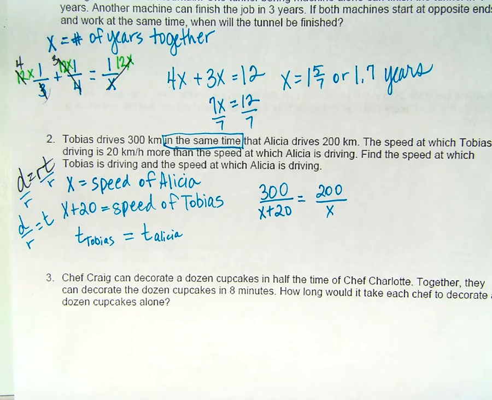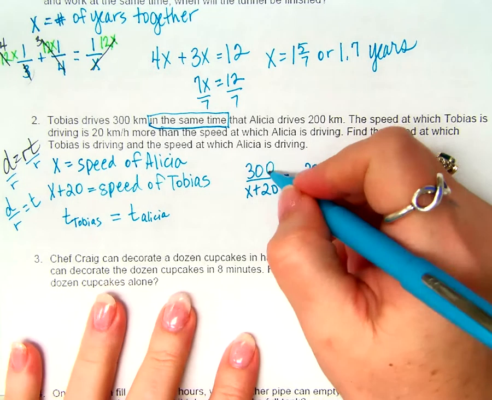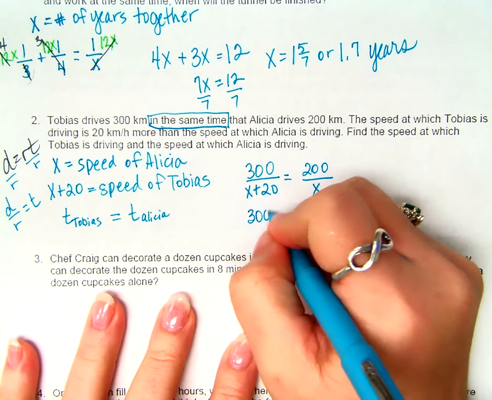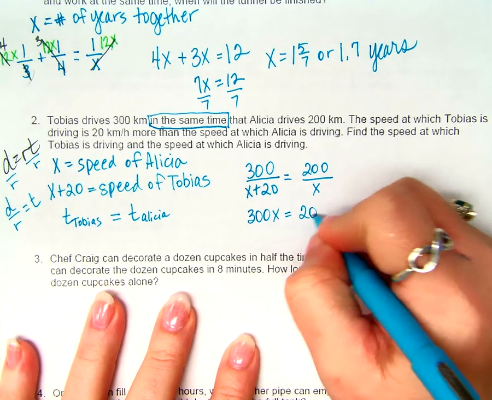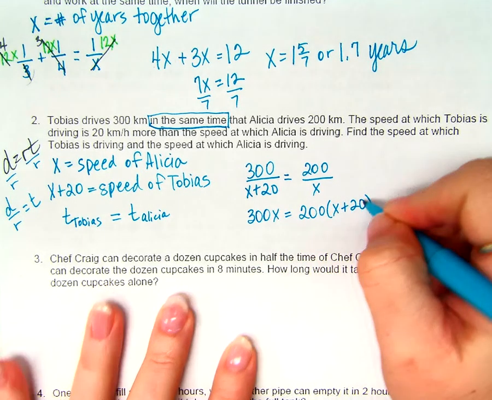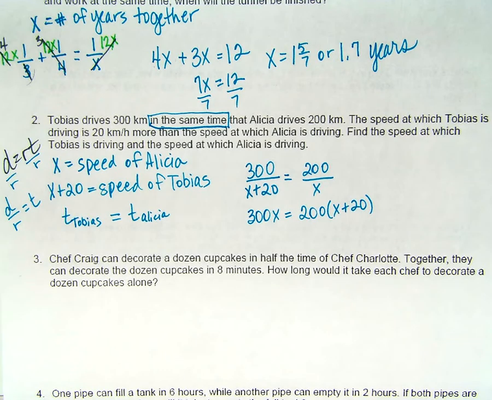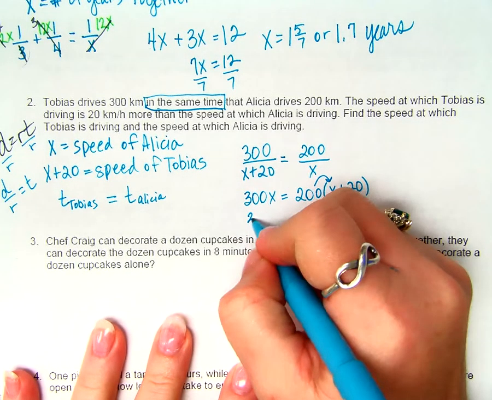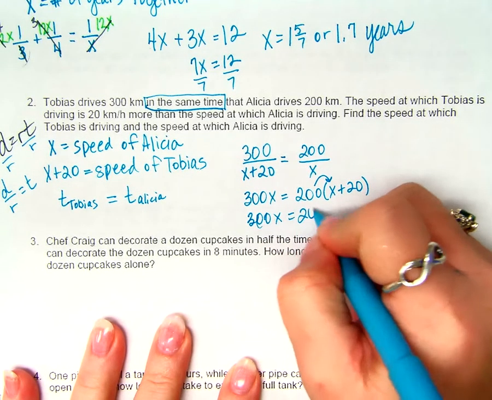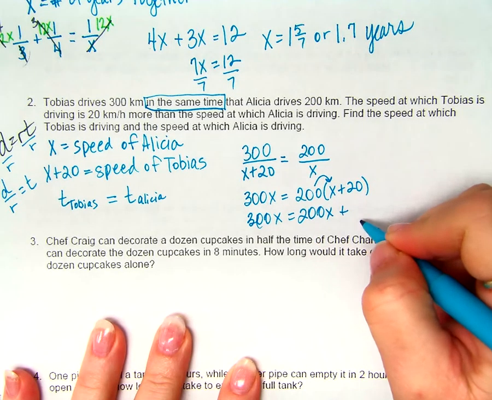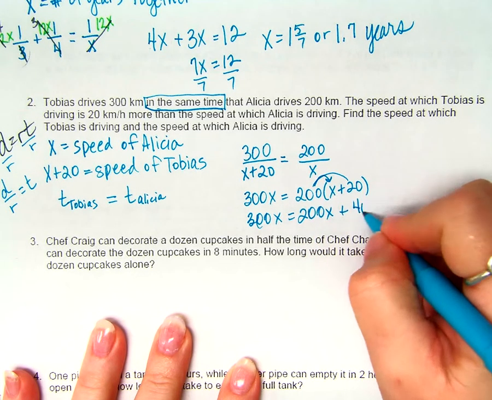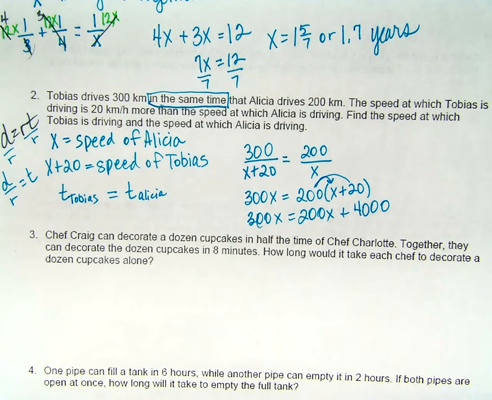Have we done any problems like this lately? Yeah, absolutely. How do I solve this? I could absolutely cross multiply. When I cross multiply, I get 300x equals 200 times x plus 20. Does anyone know what 200 times x is? Oh, 200x. Good job. 300x equals 200x plus 4,000. How do I solve for x?